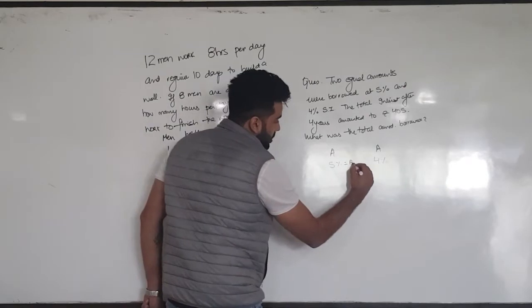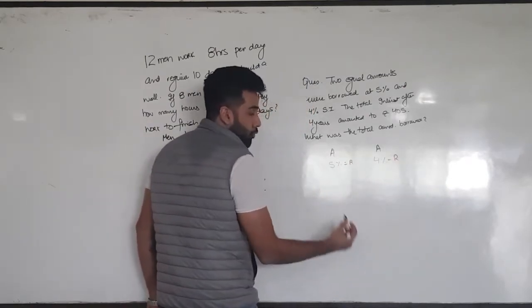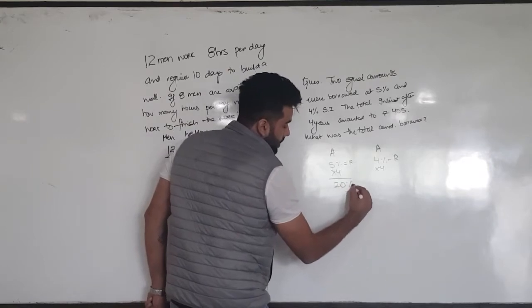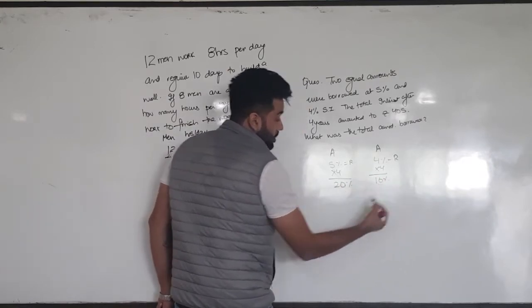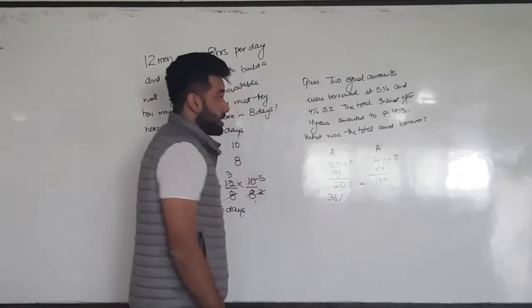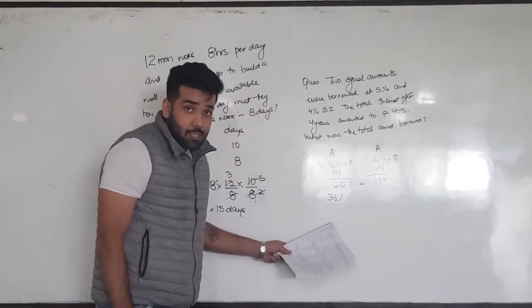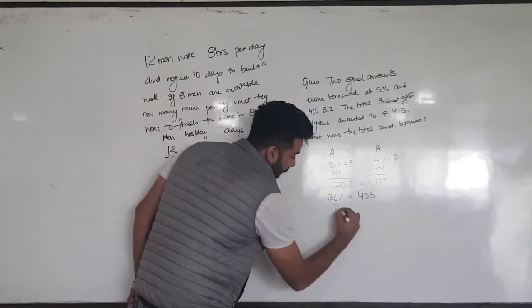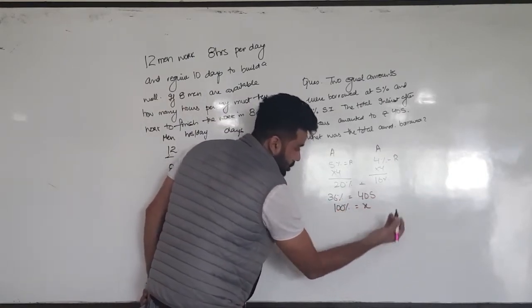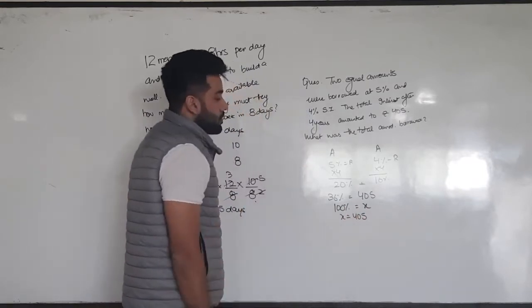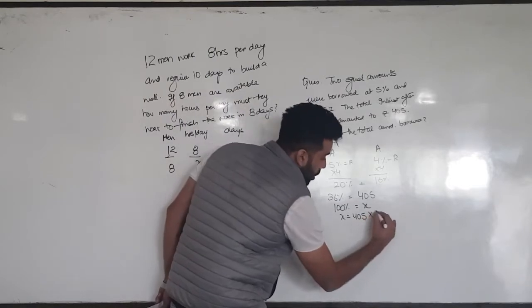So what is my rate of interest in the first case? 5. In the next case, 4. Time is 4. Time is 4. So together, 20% interest from here, 16%. So together, how much interest on the same amount? 36%. Because of this 36%, I make how much money? 405. So 100% would be how much? So X is equal to 405. 36% is 405. So 100 would be more.